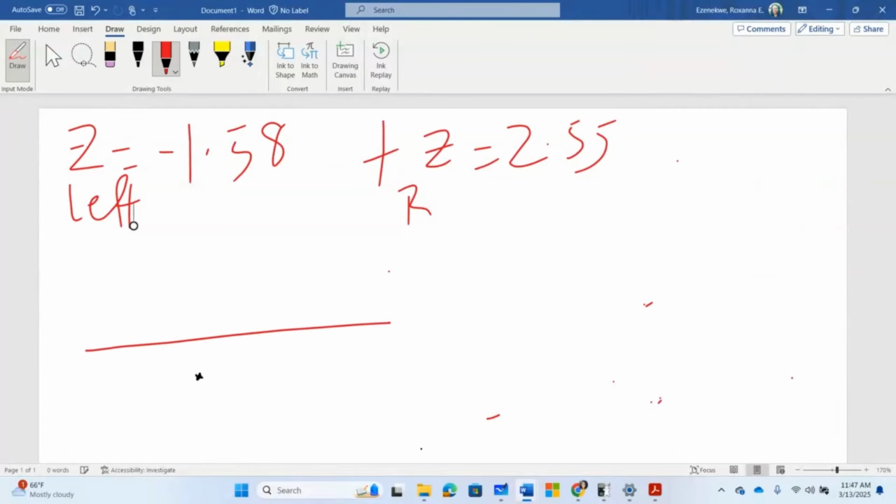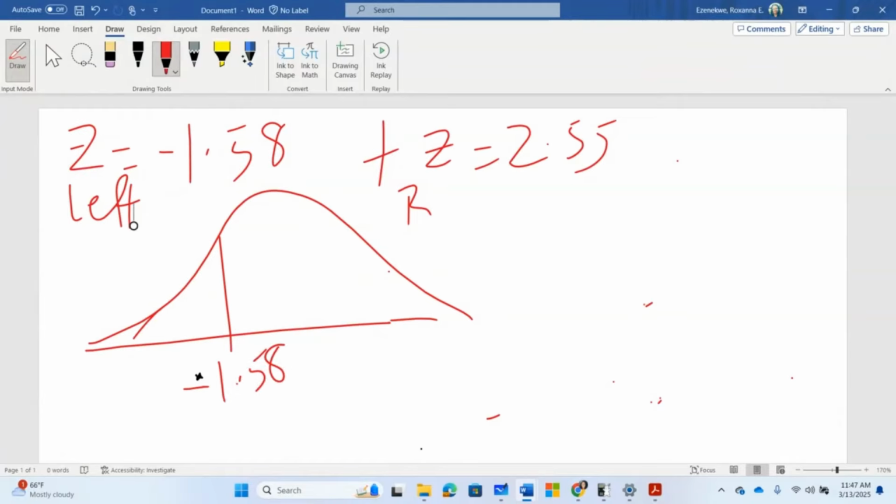Okay. So I have, to the left of negative 1.58, and find the area. And then to the right of 2.55, the shaded region. So I'm looking for two areas. When I finish, I add them together. When I'm looking for this area, I just get the cumulative area. So I'll get the area to the left first.